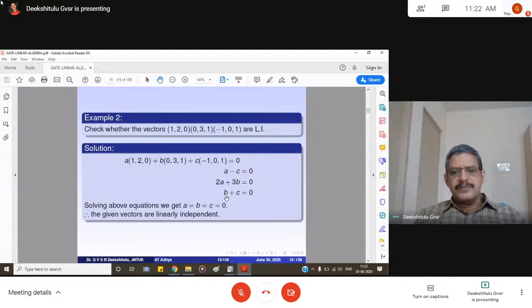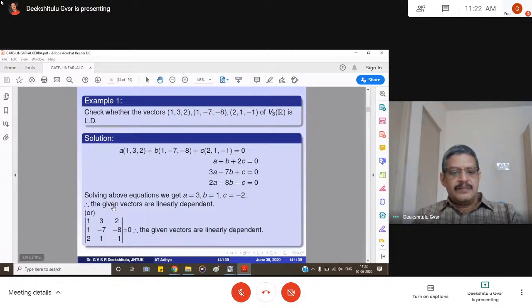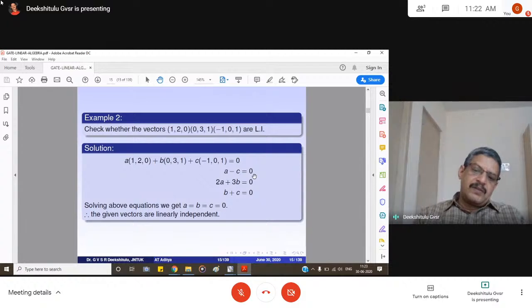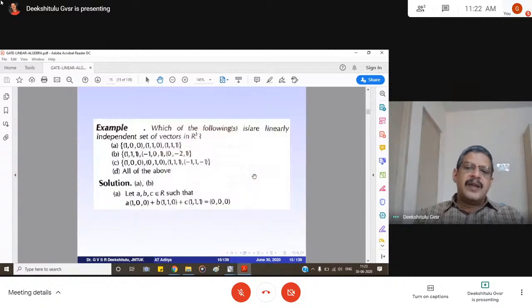So b becomes, because a is equal to c, b is equal to minus c. So if you solve them, a is equal to b is equal to c is equal to 0. So whenever all the constants are 0, they are linearly independent. That's how we get it. Otherwise, find the determinant of the matrix with rows (1, 2, 0), (0, 3, 1) and (minus 1, 1, 0), just like this. Okay. If it is 0, then we say that they are dependent. If it is not equal to 0, we say that they are independent.